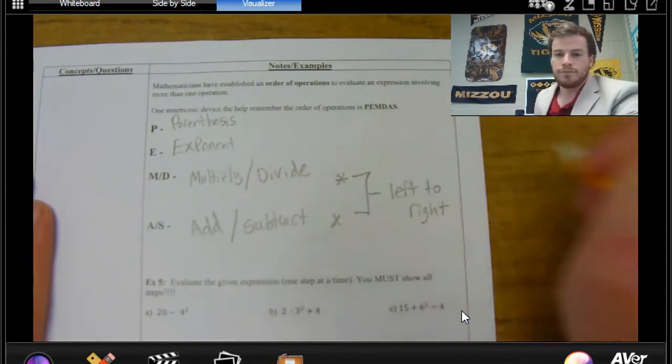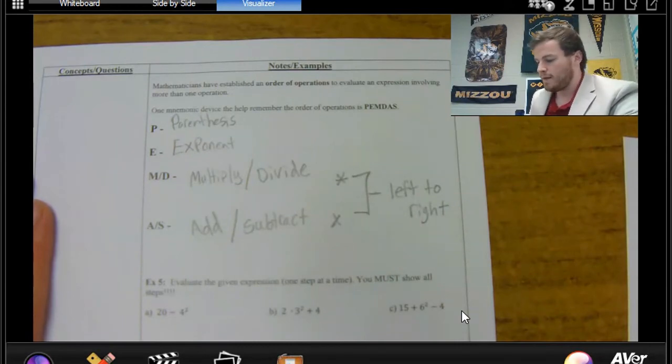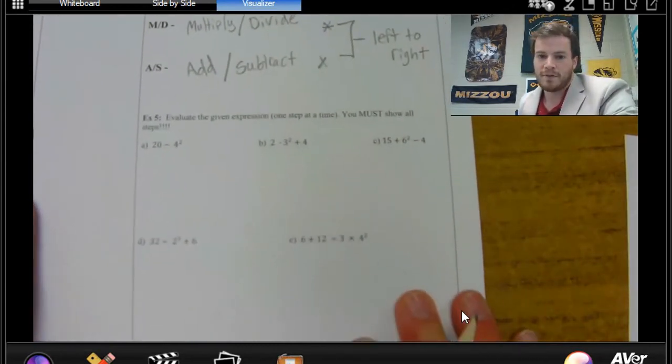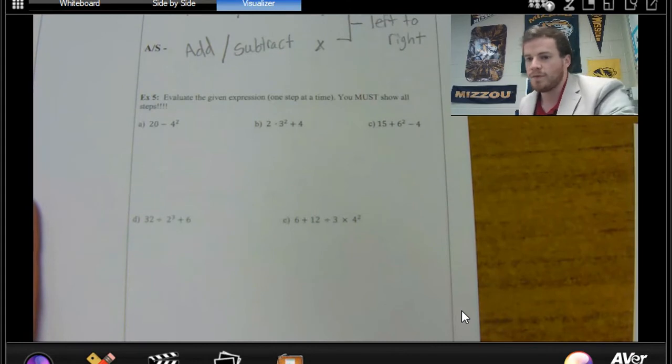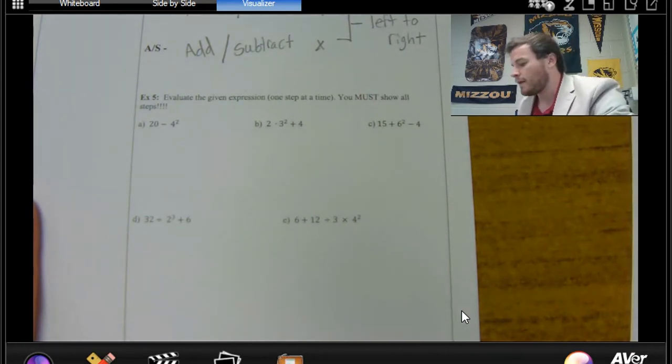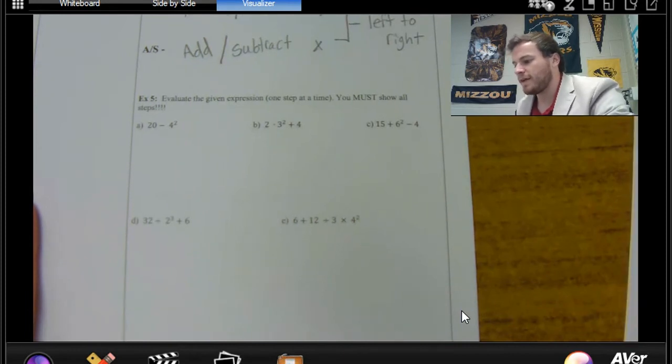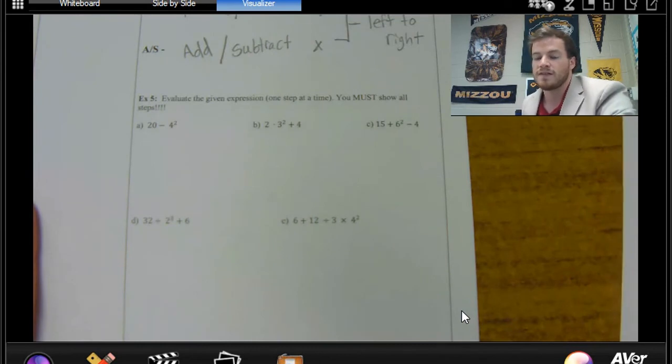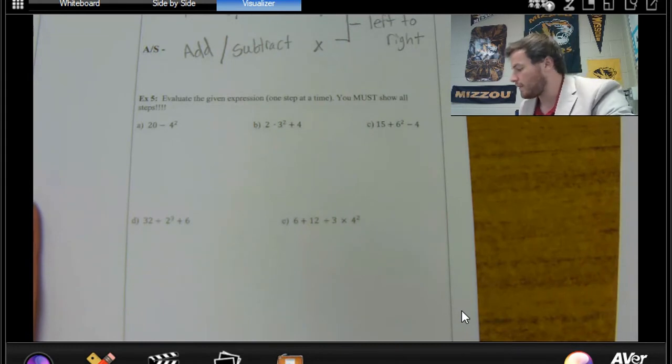All right, pretty good. Now let's go on and do example number 5, which will be the last part for this video. And you'll have one more video for your notes for today. Example number 5 says, evaluate the given expression one step at a time. You must show all steps. And it's important to show each step by step so you know where you go wrong, if you do go wrong, or you can see how the order of operations play out.